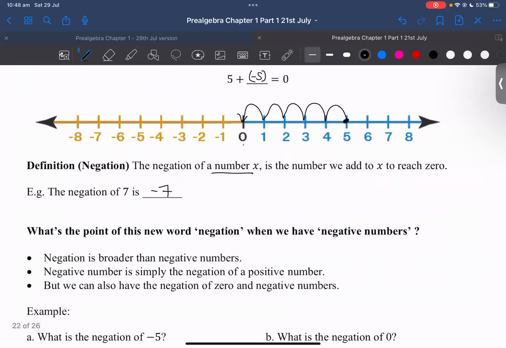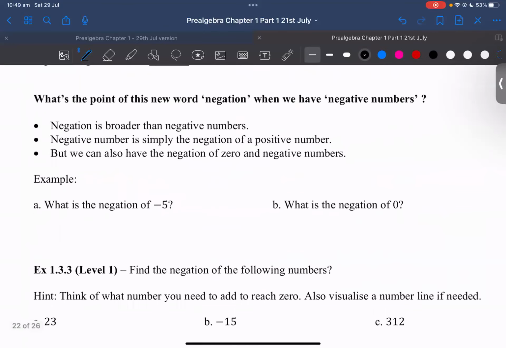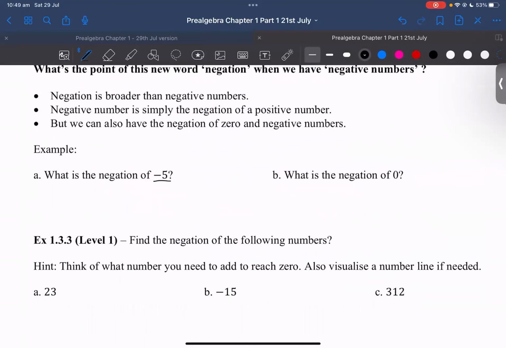Negation is not just negative numbers, it's broader, and here's why. A negative number is the negation of a positive number, but negation applies to negative numbers as well. So what's the negation of -5? Negation can be positive if it's the negation of a negative number, because the number I need to add to -5 to reach 0 is +5. That's the difference. You see the difference between negation and negative numbers? The negation of a negative can exist and become positive as well.